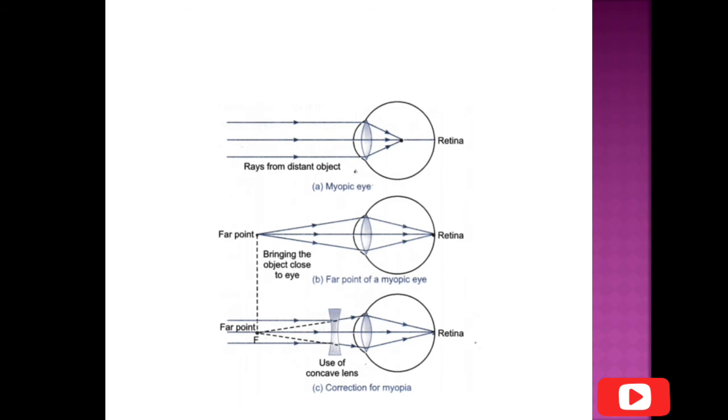So you can see here in the diagram how the image is formed in the myopic eye, or in the person suffering from myopia, and how the image is formed after using the concave lens.